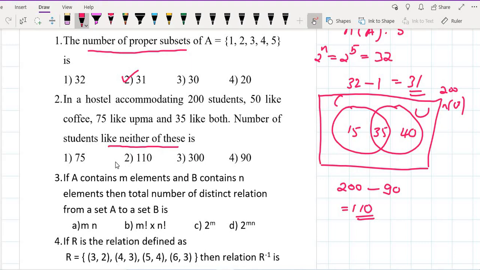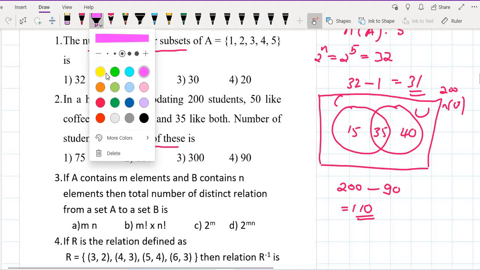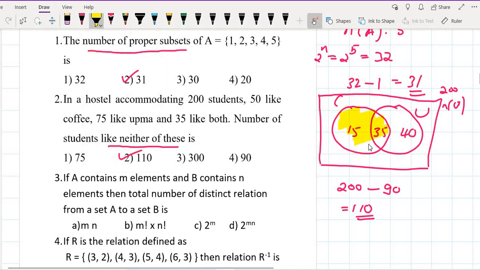So this is option 2. The number of students who do not like coffee, do not like upma. Neither coffee nor upma. Not belonging to this shaded region. They do not belong to this. This gives you the union actually. 15 plus 35 plus 40. If we add all these three, we'll get the union, this region I am telling. So from the universal set, if you subtract the union, we'll get the remaining one, that is the complementary part, not belonging to this. That is 110 now. So answer 2 matches with the second option.